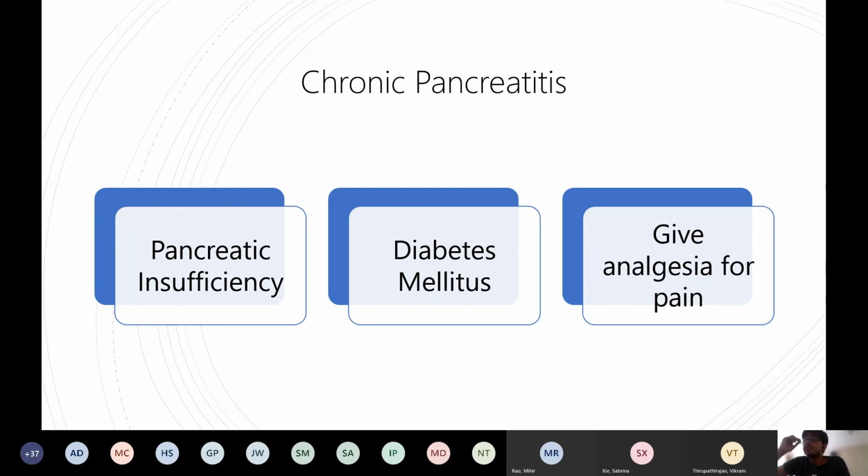How is pancreatic insufficiency different to diabetes? Yeah, good question. Diabetes is where you only have a deficiency in the endocrine function, so you can't produce enough insulin. With pancreatic insufficiency, you lose the exocrine function of the pancreas as well, so you can't produce lipase, you can't produce amylase. You're going to struggle to break down your food.